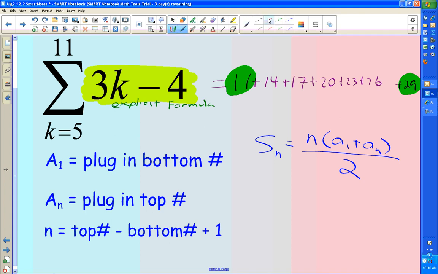So when we want to find the sum, we're going to take the top minus the bottom and add 1, that's 7. We're going to take the first term, which we found by plugging in a 5 in this problem, get 11. And we're going to add to that the last term, which we plugged in an 11 to get a 29. And we're going to add those and divide by 2. Does everyone see where the 7 comes from?